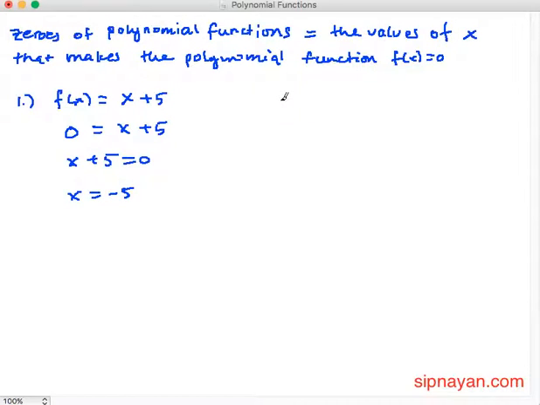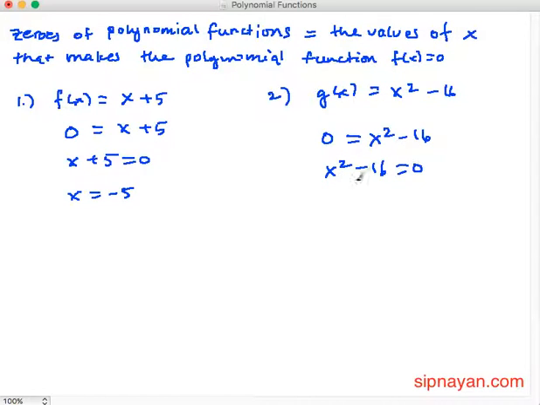And second, we have, for example, bayin natin yung pangalan ng function, g of x equals x squared minus 16. So, magiging 0 equals x squared minus 16. Binabaliktad ko lang, para yung x natin nasa kaliwa. So, x squared equals 16 and x equals positive or negative 4.